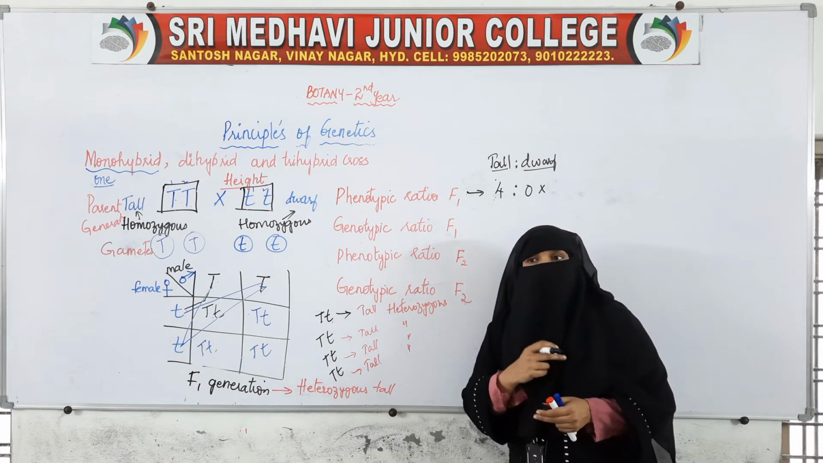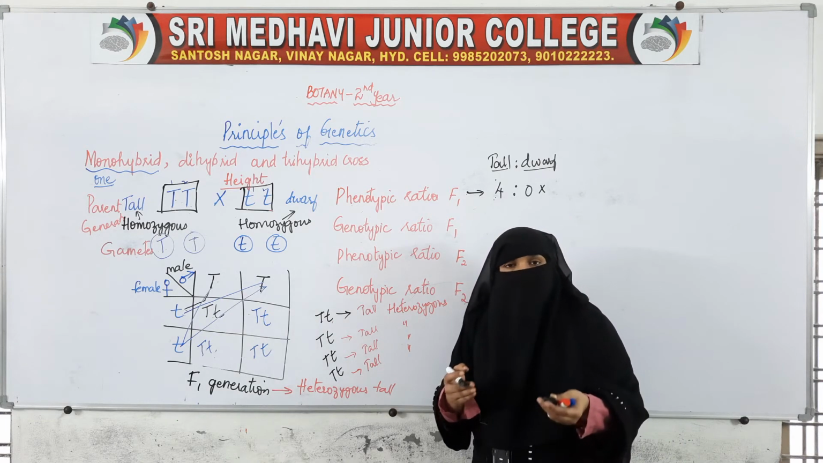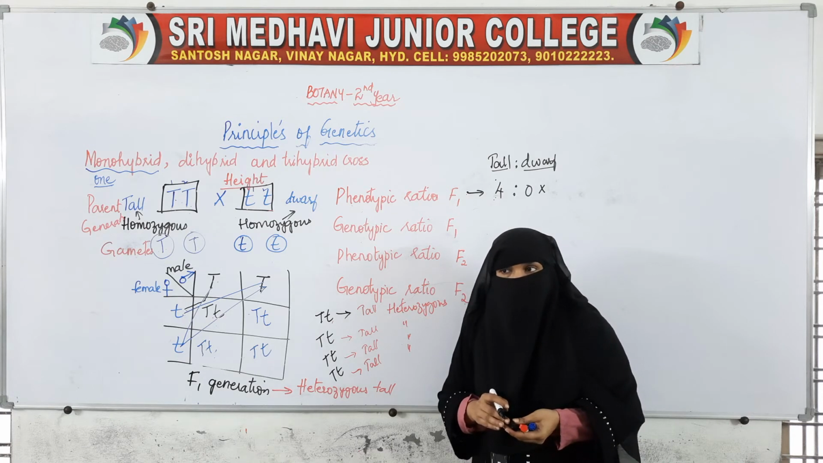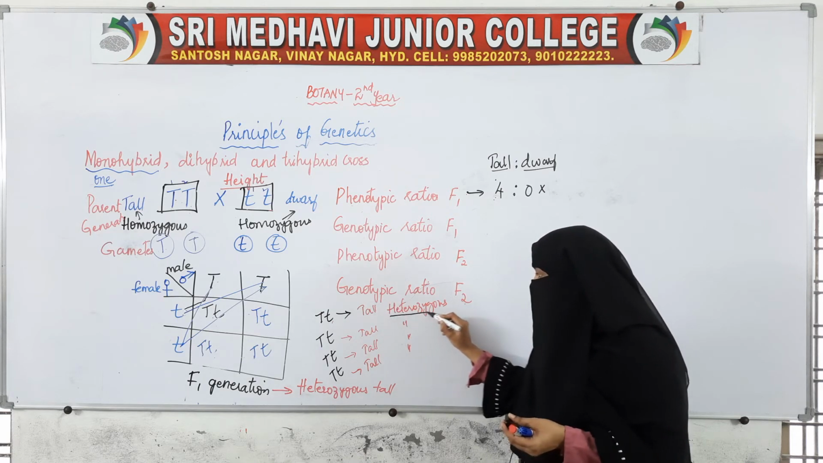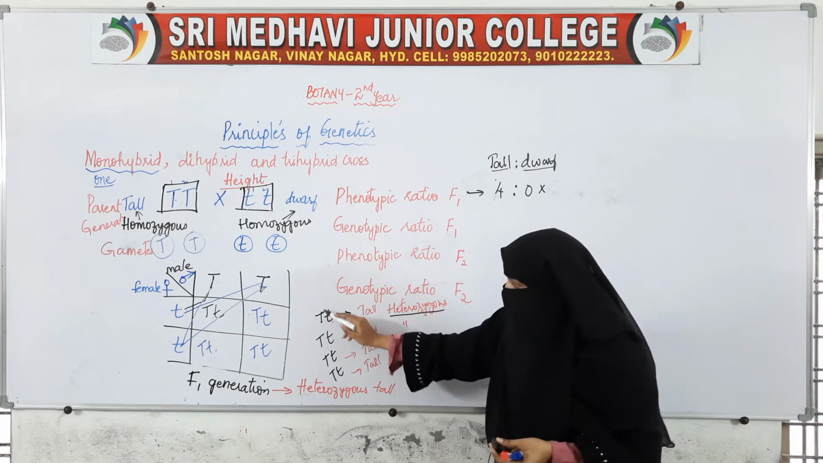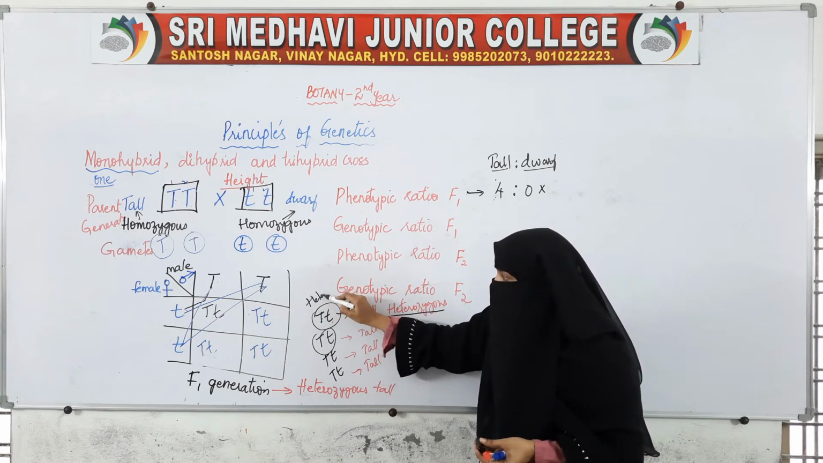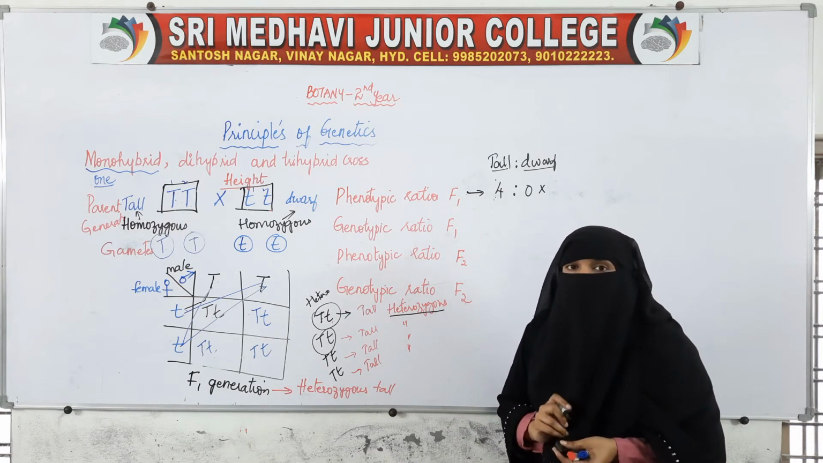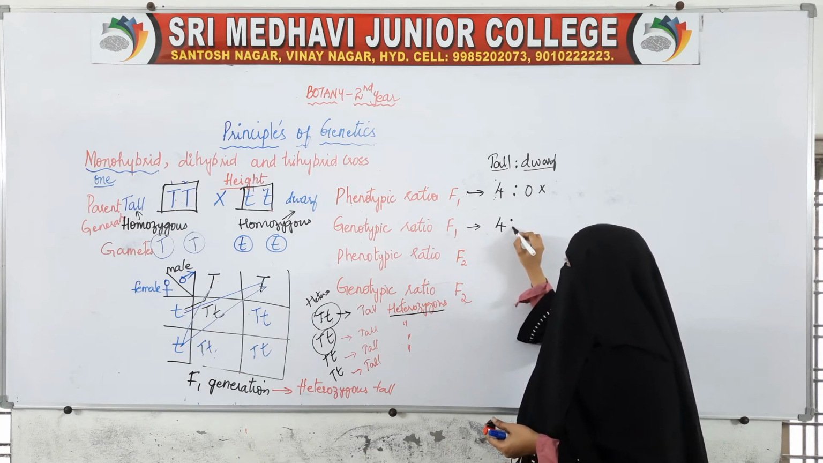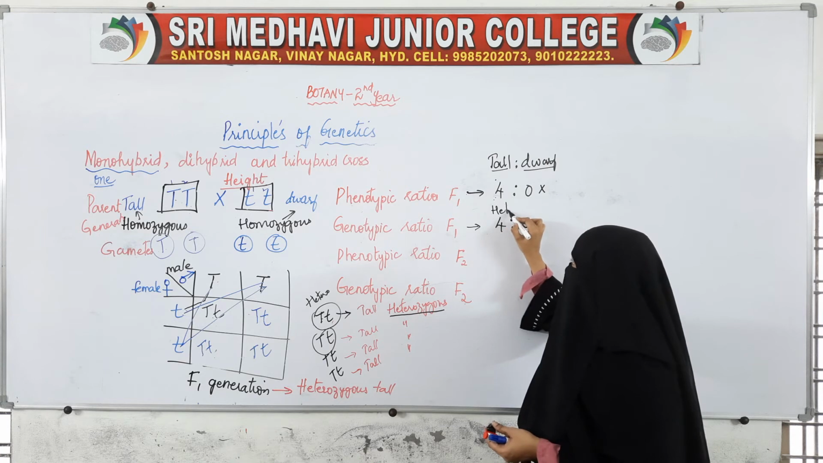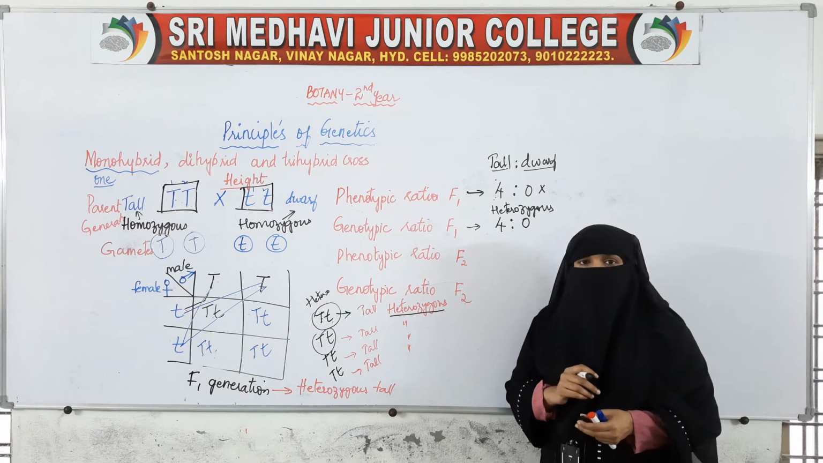Genotypic means what type of genetic composition or genetic makeup it has, whether it is homozygous dominant, heterozygous, or homozygous recessive. So all of them are heterozygous dominant. All 4 are of this type only. So this is heterozygous. There is no homozygous. So the genotypic ratio will also be 4:0. All of them are heterozygous.